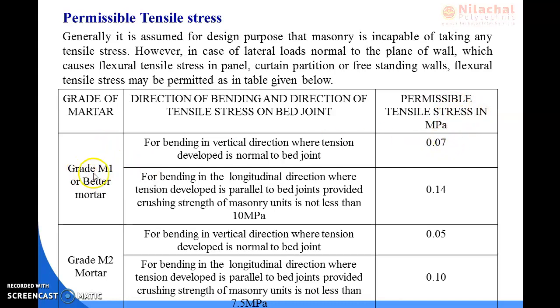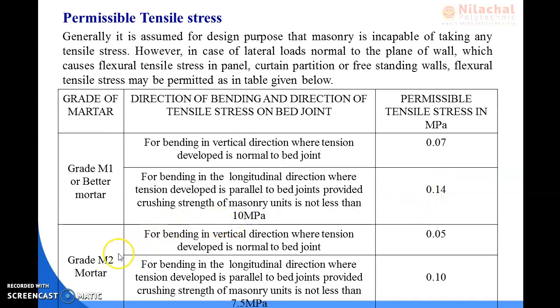So for grade M1, for bending in vertical direction where tension is developed normal to the bed joint, the permissible tensile stress is taken as 0.07 megapascal. And for the same grade, that is M1, for bending in the longitudinal direction where tension is developed parallel to the bed joint, provided crushing strength of masonry unit is not less than 10 megapascal, then we will take the permissible tensile stress as 0.14 megapascal.